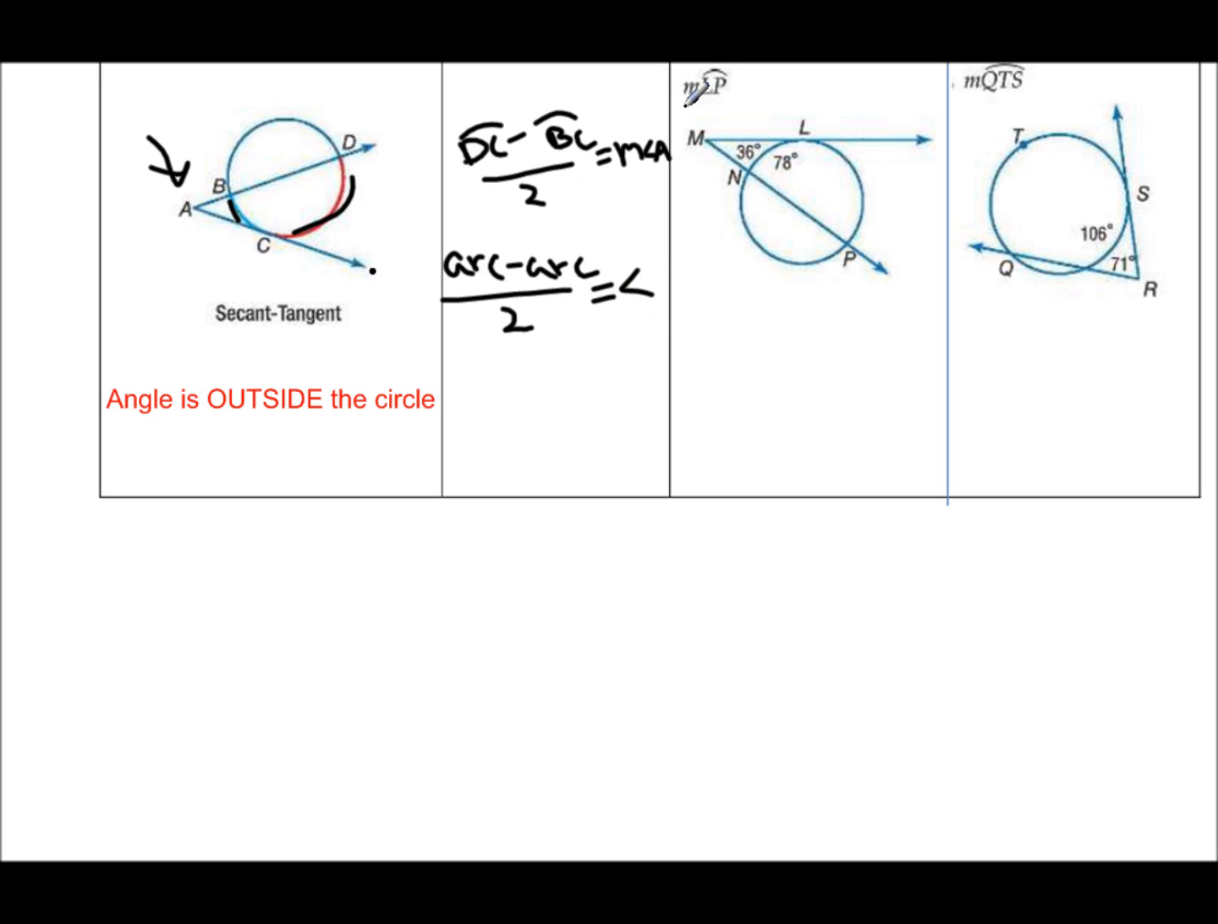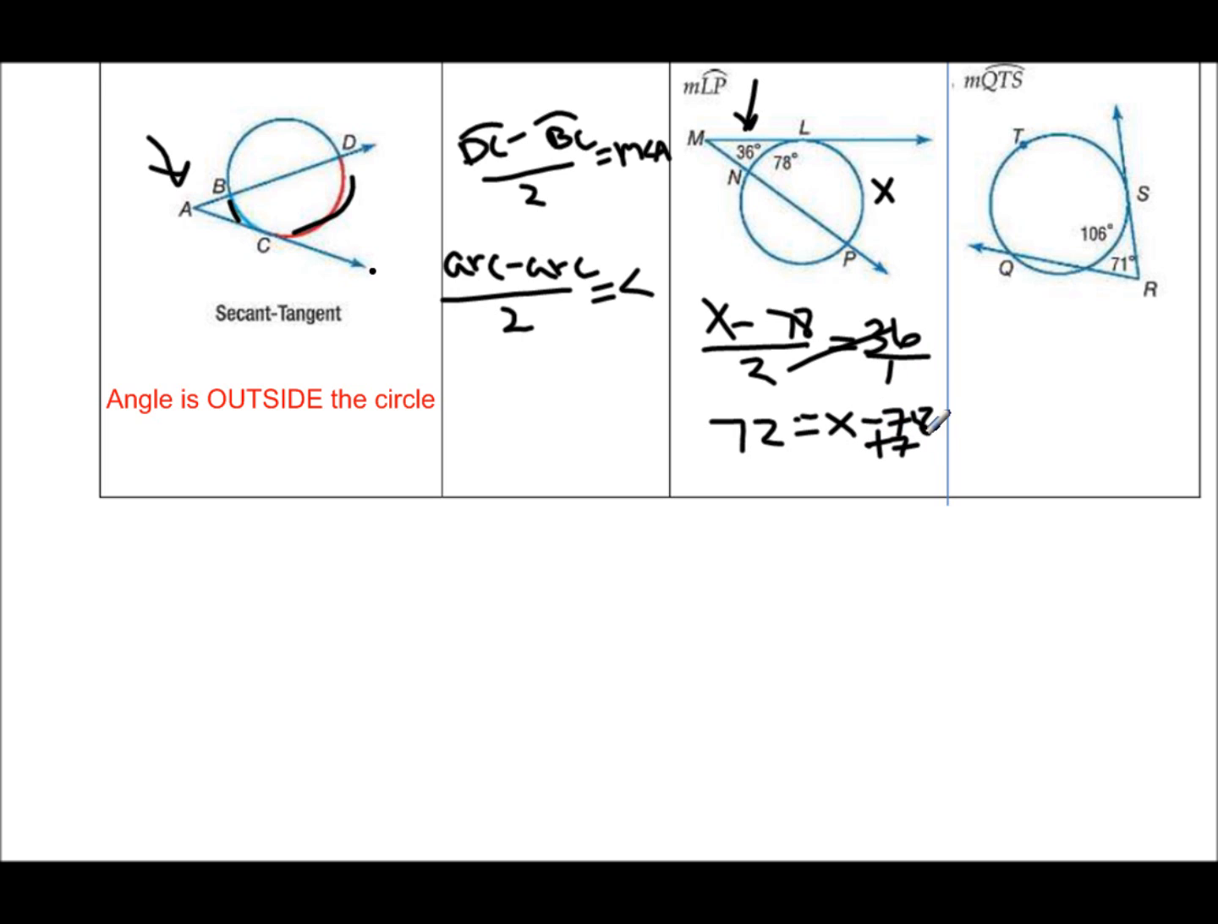Okay, so to find the measure of arc LP, we'll call it x in this problem since we don't already have an x. Same thing. Big arc minus the little arc divided by 2 equals the outside angle, which is 36. So cross multiplying here, we have 72 equals x minus 78.